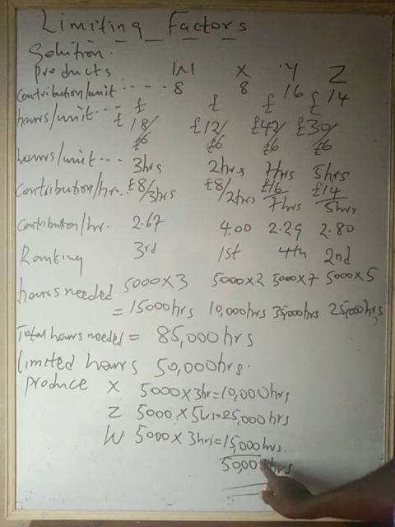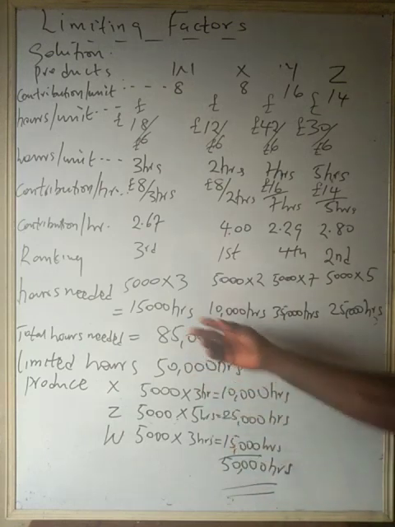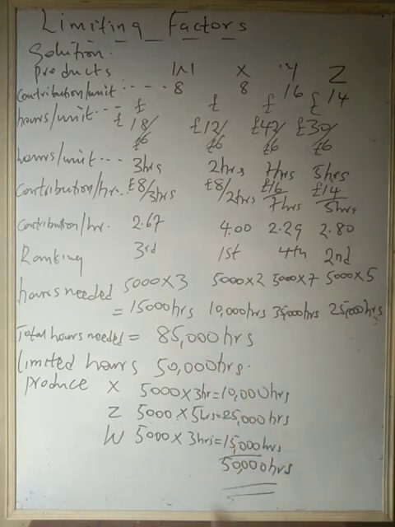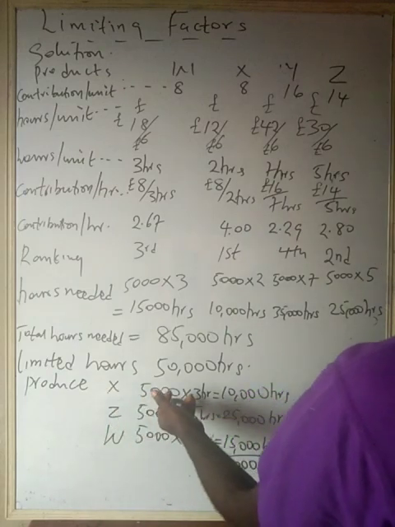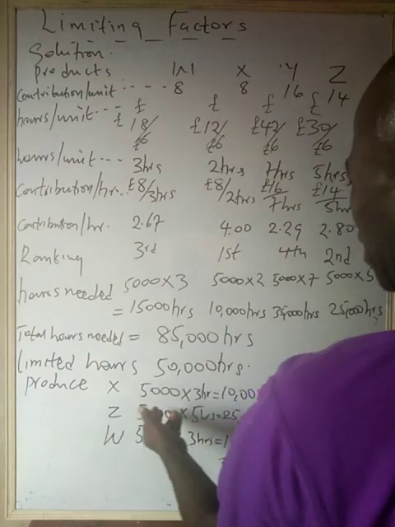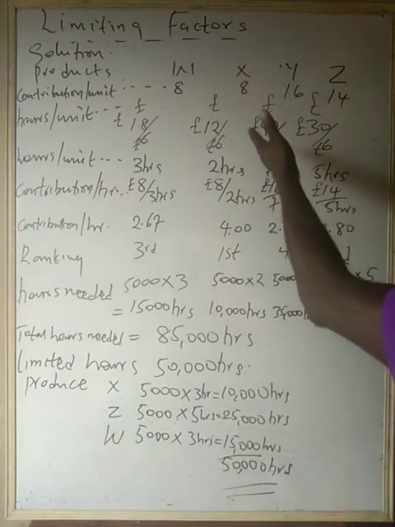The hour is not enough. 50 hours. So that means you need to produce 5,000 units of X, 5,000 units of Z, 5,000 units of W. You cannot produce the remaining 5,000 units of product Y.